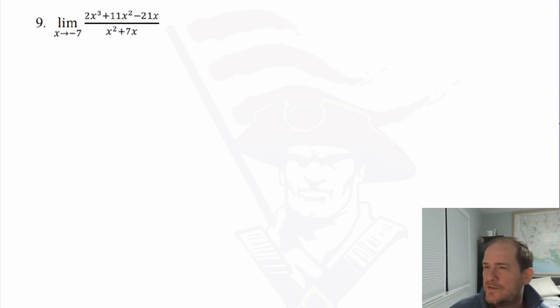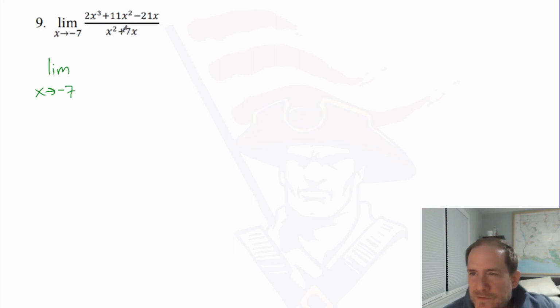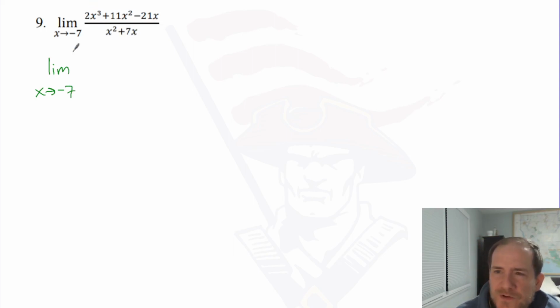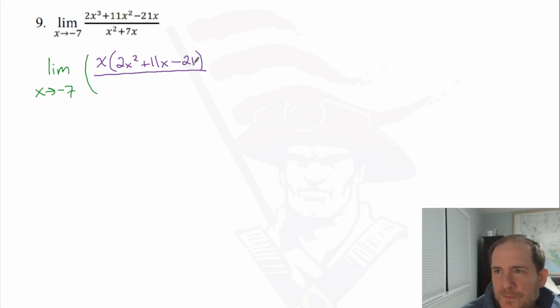Alright, 9 is honestly more of the same. For 9 it'll be the limit as x approaches negative 7, which will give 0 in the denominator. I'm not sure if it gives 0 in the numerator, but you know what? Let's just start factoring because we can. We can factor out an x first of all to be left with 2x squared plus 11x minus 21. This is all over x times x plus 7.